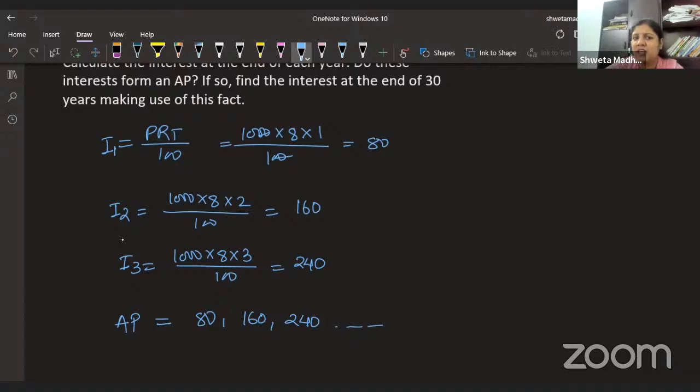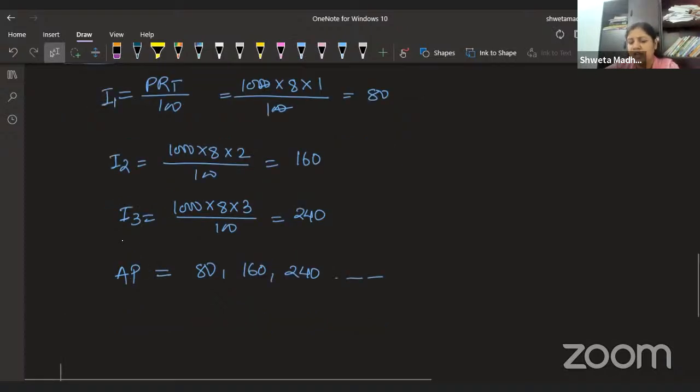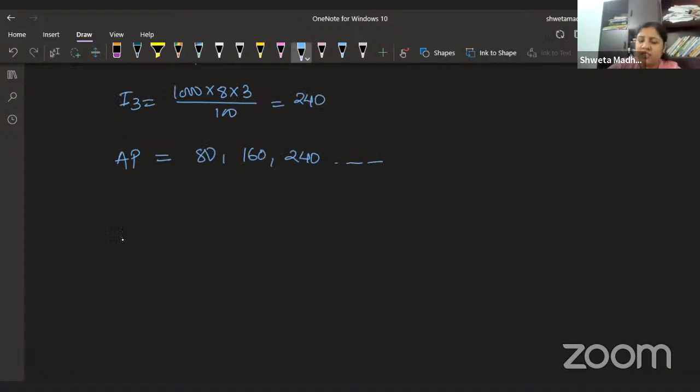And now they are asking to find the interest at the end of 30 years. So in 30 years, how much interest we will get, that we have to find out by using AP, not by direct formula. So that means we have to calculate S30 or A30.